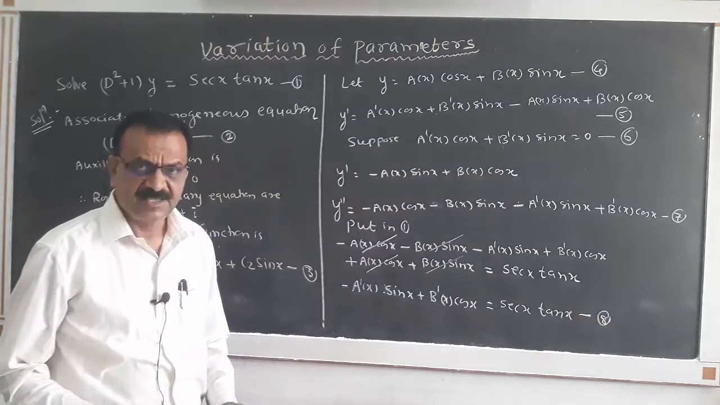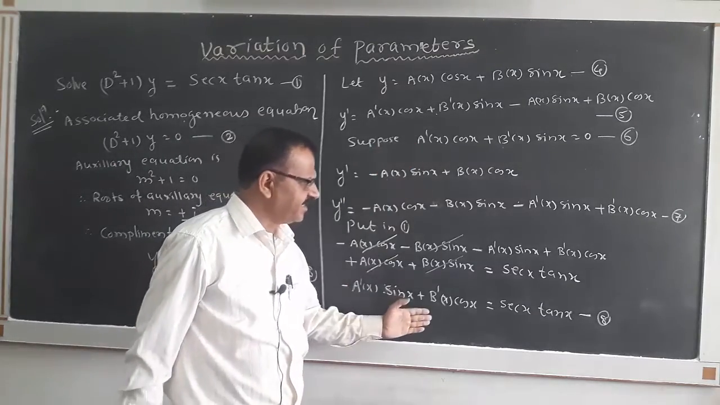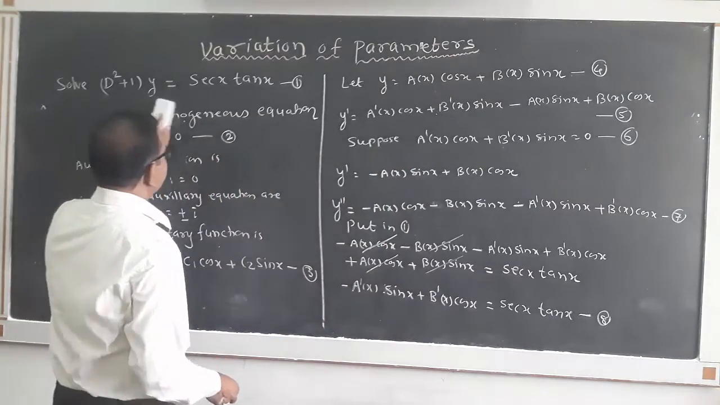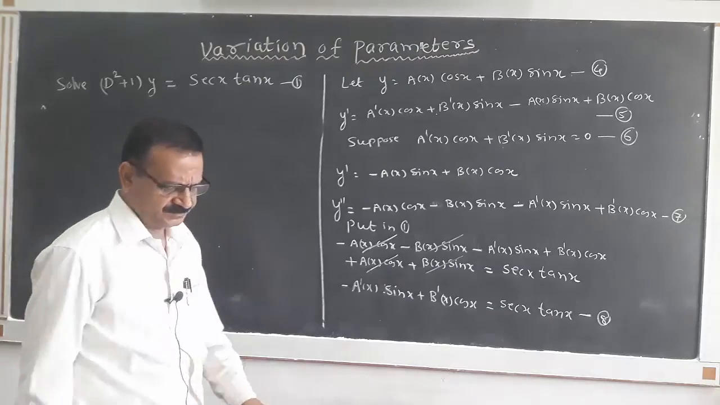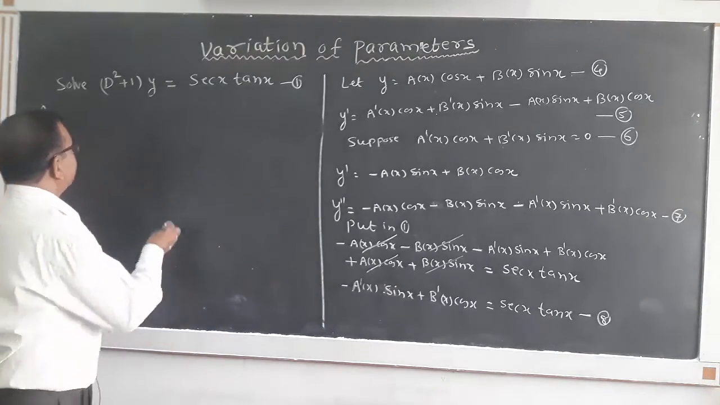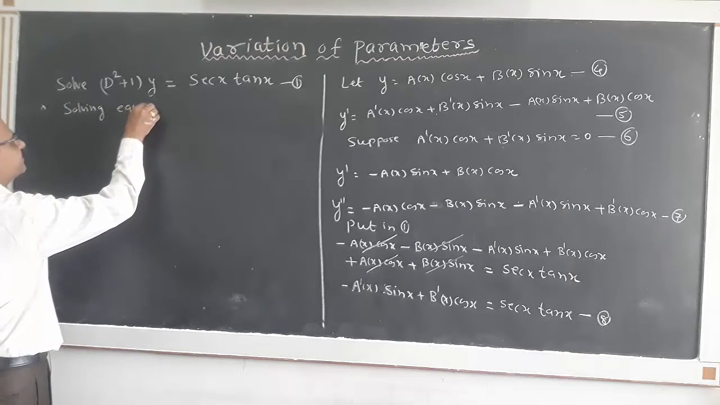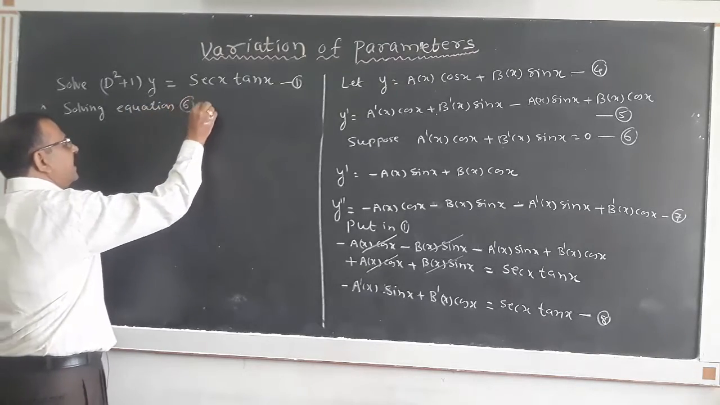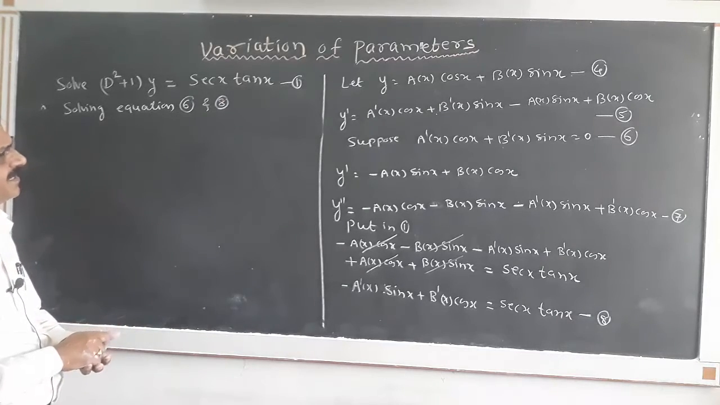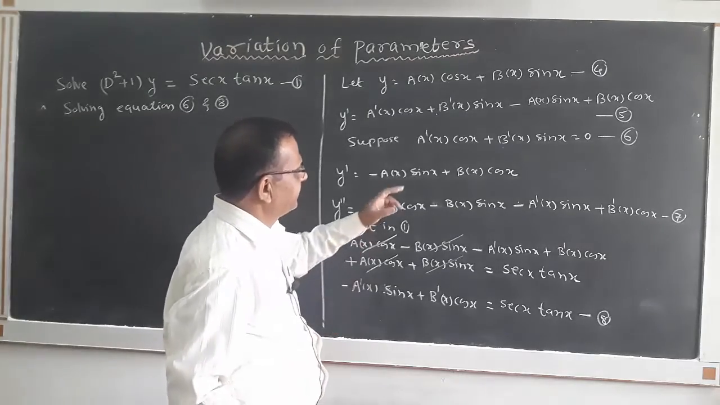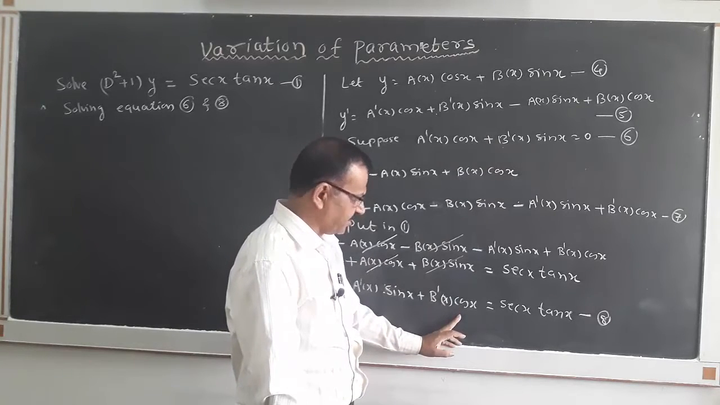This is equation 8. Now we got two equations in a dash and b dash, equation 6 and equation 8. Solving equation 6 and equation 8 simultaneously to find a dash x and b dash x. Here the coefficient of b dash is sin x and here the coefficient of b dash is cos x.